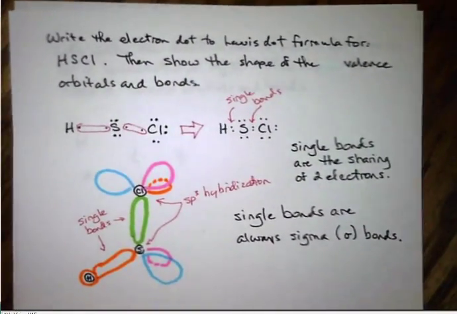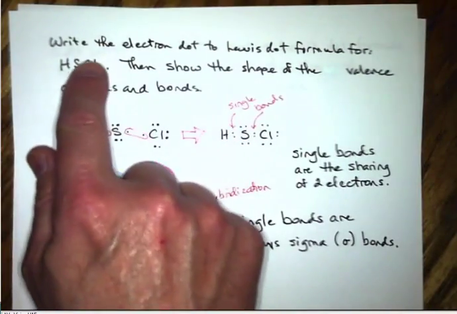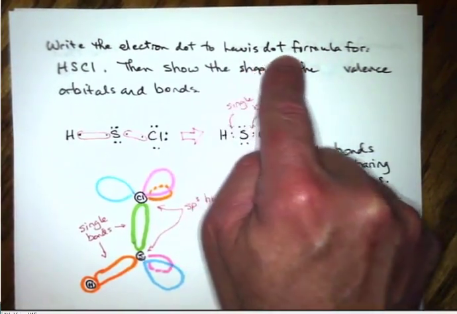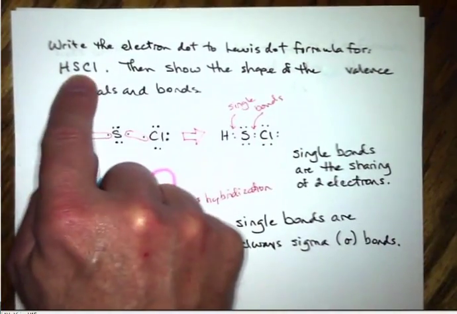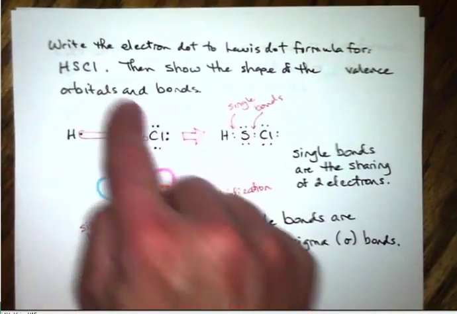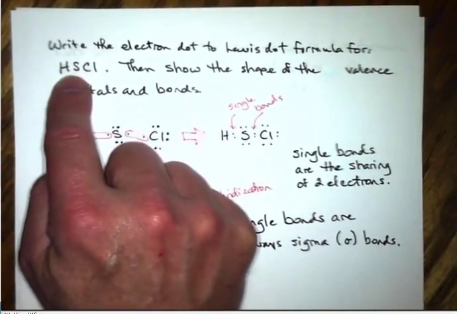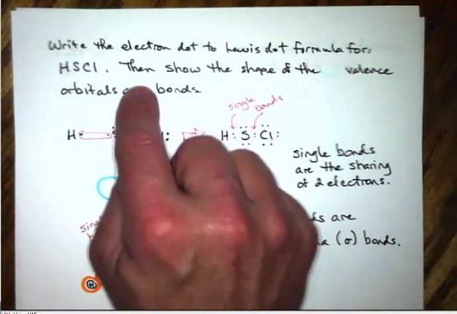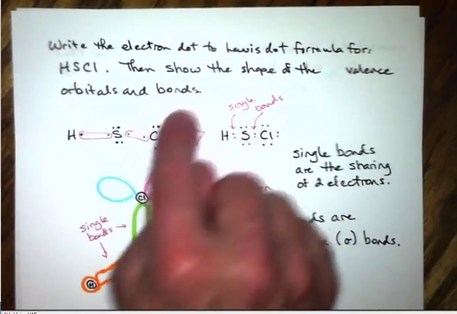Our first look at things was to write the electron dot, the Lewis dot formula for this thing here, which as far as I know doesn't really exist, but it's a good way to practice. It's hydrogen, sulfur, chlorine, hydrogen, sulfur, chloride, I suppose is what we call that. Then show the shape of the valence orbitals and bonds.